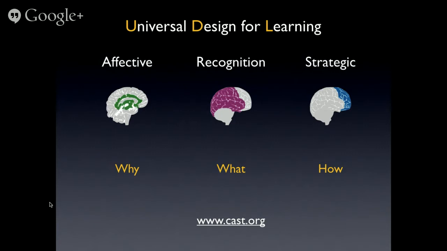If you've seen UDL before, you'll notice a small change here. The affective network used to be the third item on the list. Well, now it's being moved up to the front. And that's just recognizing how important motivation is for learning. If a learner is motivated, even if you have barriers in the other areas, in the recognition and strategic areas, they will work to overcome those barriers. So that's why it's so important.